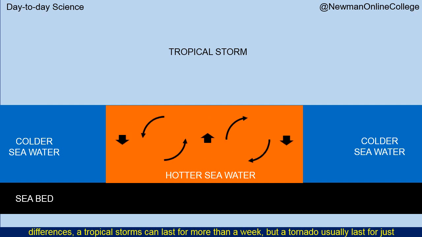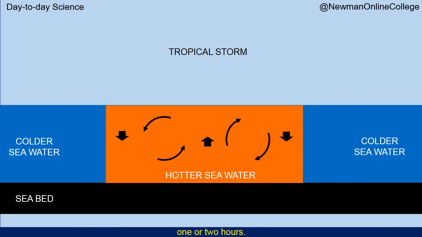Because of these differences, a tropical storm can last for more than a week, but a tornado usually lasts for just 1 or 2 hours.